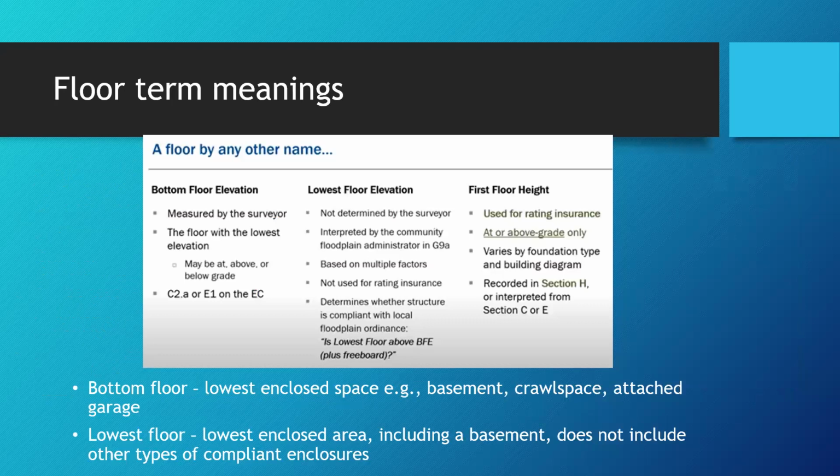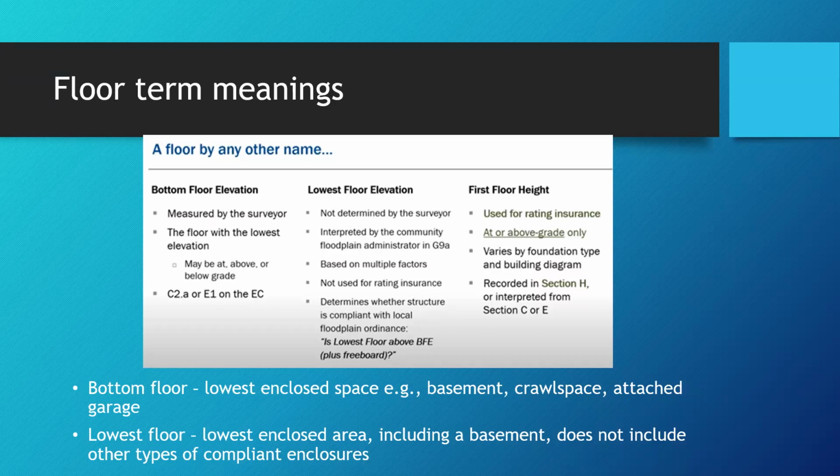So again, I just wanted to distinguish these floor terms because if you're not familiar with this, it can be confusing. So the bottom floor is the lowest floor, the lowest enclosed space. That would be the basement floor. It would be the top of the crawl space floor. It could be an attached garage. Whatever the lowest floor of that structure is, the bottom floor. I know I just said lowest floor and that's the other term, but the lowest enclosed space.